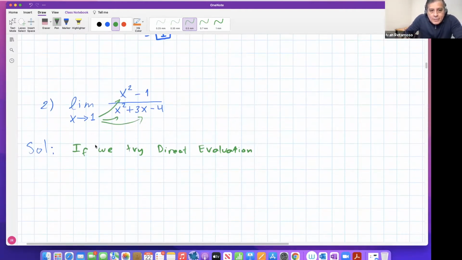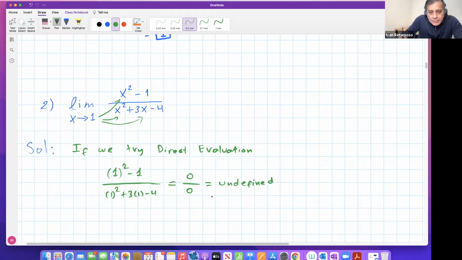Very good. So example 2, right? Suppose they ask you to figure out this limit. If we try direct evaluation, this is what we will get: 1 squared minus 1 over 1 squared plus 3 times 1 minus 4. 1 squared is 1, minus 1 is 0. 1 squared is 1, plus 3 is 4, minus 4 is 0. Again, 0 over 0, right? Undefined. It's not a number, right?